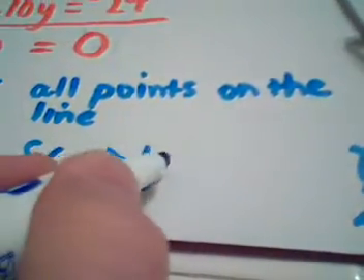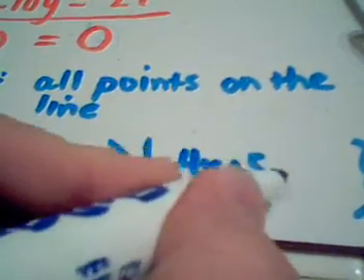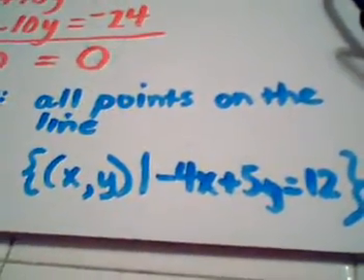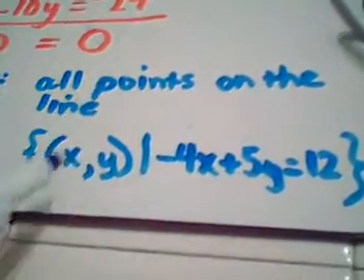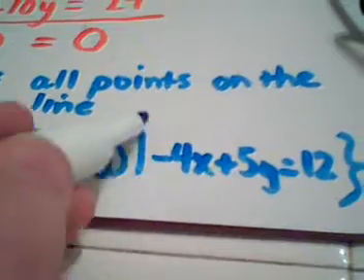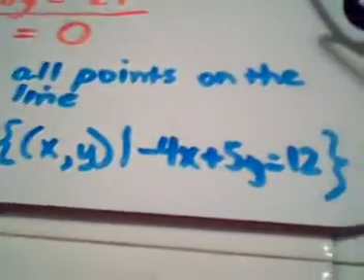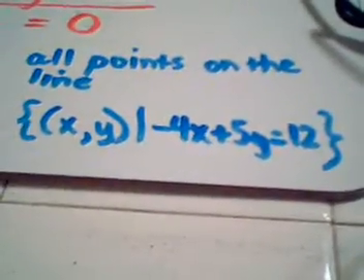Come back down here. Negative 4x plus 5y equals 12. So what this is telling me is the solution set, all points on the line, is the same as saying all ordered pairs that lie on this line. And remember, the reason that it didn't matter which equation you wrote is because they represent the same line.